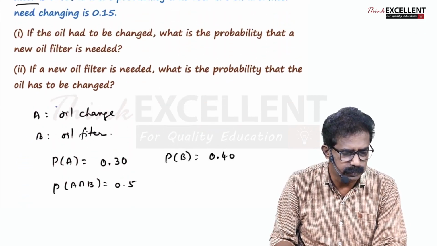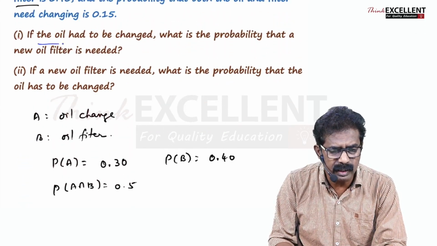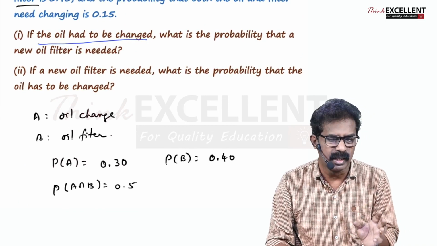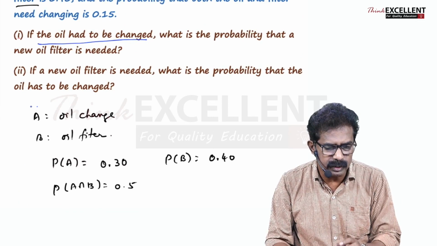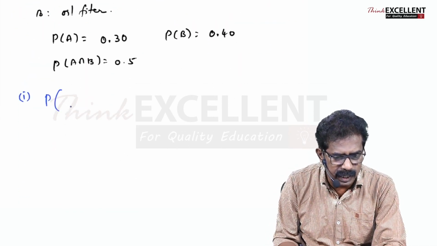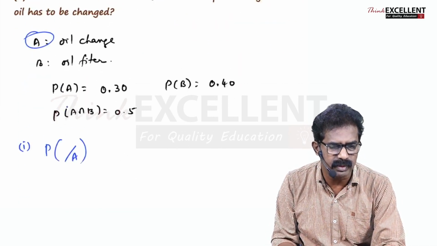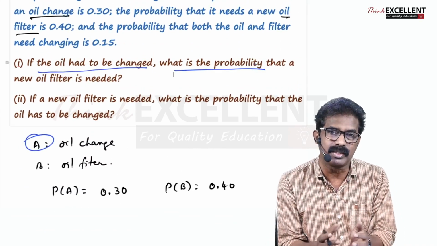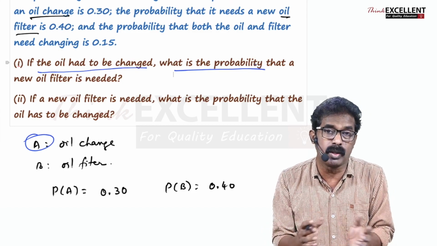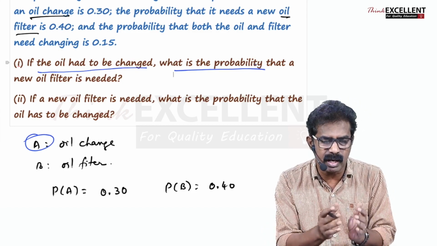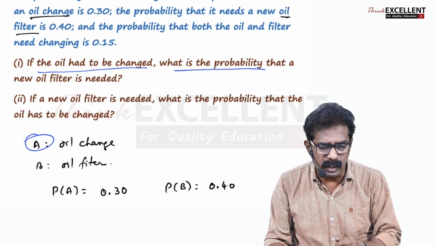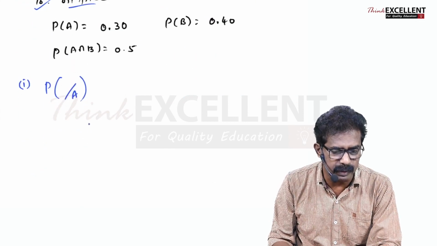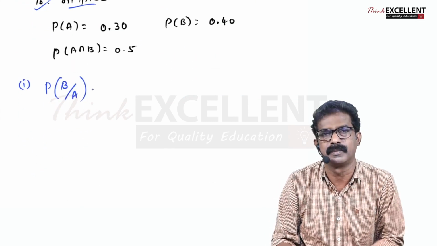First subdivision is, if the oil had to be changed, it is a condition. So just try to understand. If the oil had to be changed, oil change means it is what? A, that's a condition. If the oil had to be changed, what is the probability? This is the probability you are finding, right? So that you write in the numerator. Which probability you have to find? The first one is the condition. If the oil had to be changed, that is the condition. What is the probability that new filter is needed? New filter means it is what? B. Probability of B given A you have to find.